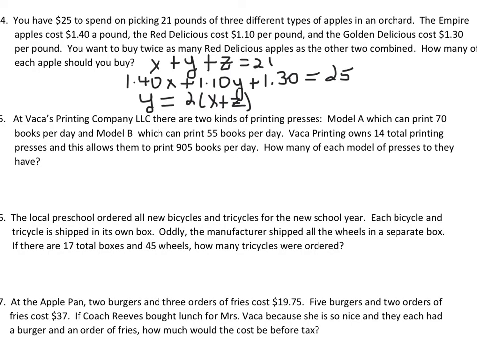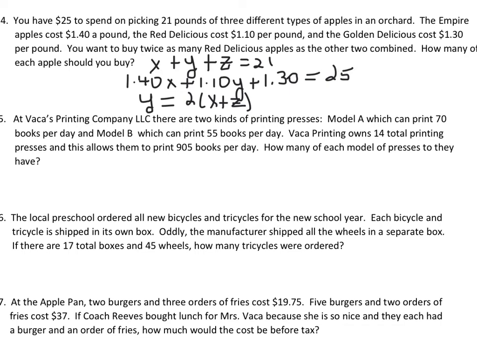Okay, so this is how I set this up. All of my apples, apple X, apple Y, and apple Z, which represented their different kinds of apples, need to equal 21. We have 21 pounds of each of these three kinds of apples together. These are the prices for each kind of apple. So money, money, money equals money. We had $25 to spend. So make sure you line these all up, money, money, money, money.